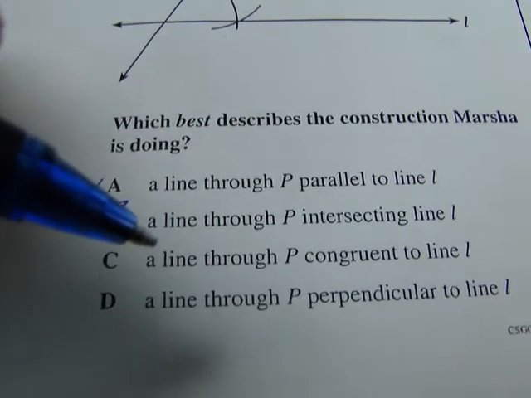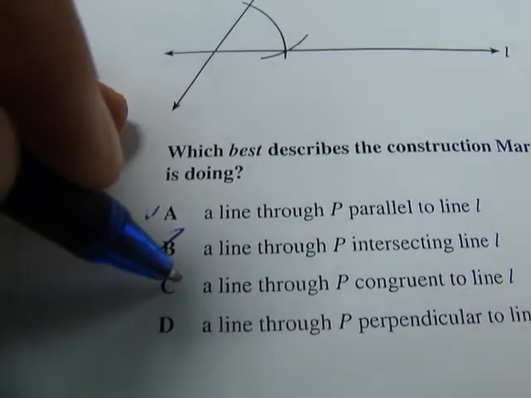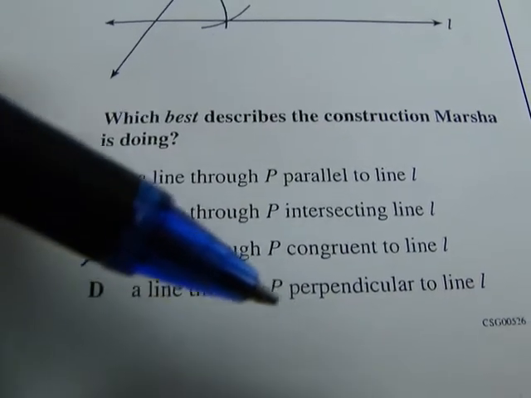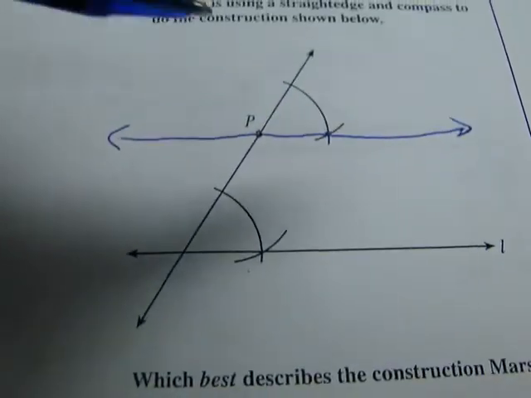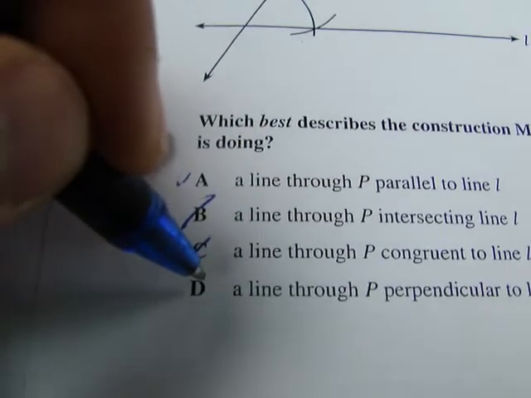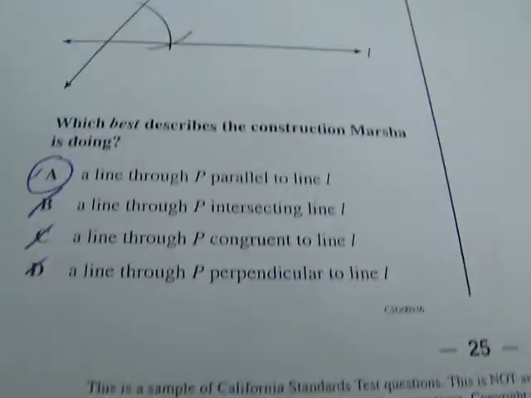C, a line through P congruent to line L. All lines are congruent. That could never be the case, because all lines are congruent because they're all endless. And D, a line through P perpendicular to line L. Again, clearly there's no 90-degree angle here, so that cannot be the answer. The answer is A.